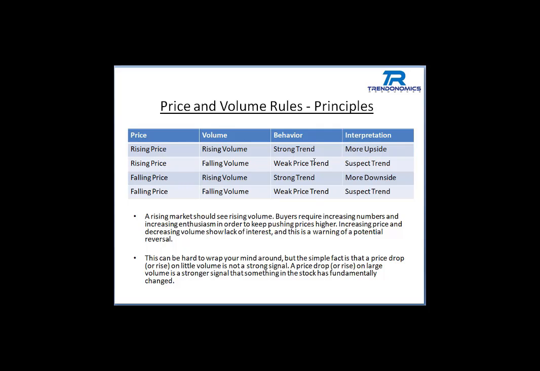it tells us that that downtrend is weak, meaning that a lot of people are not willing to sell despite the fact that the share price is falling.